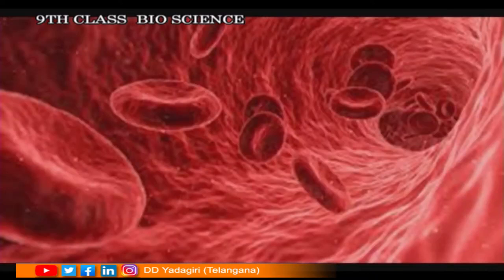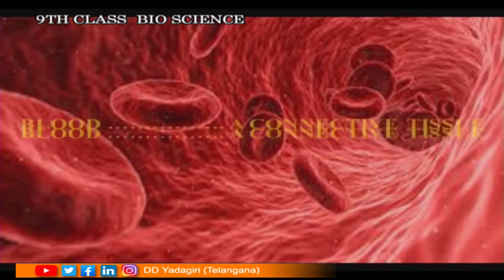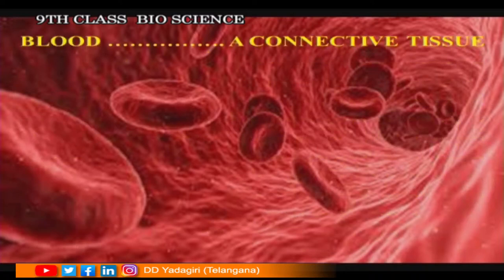See children, this is a picture depicting the flow of blood in the closed canals. You can see a few particles rushing. What are those particles? They are erythrocytes or red blood cells. So, blood is a connective tissue. It is a fluid connective tissue.